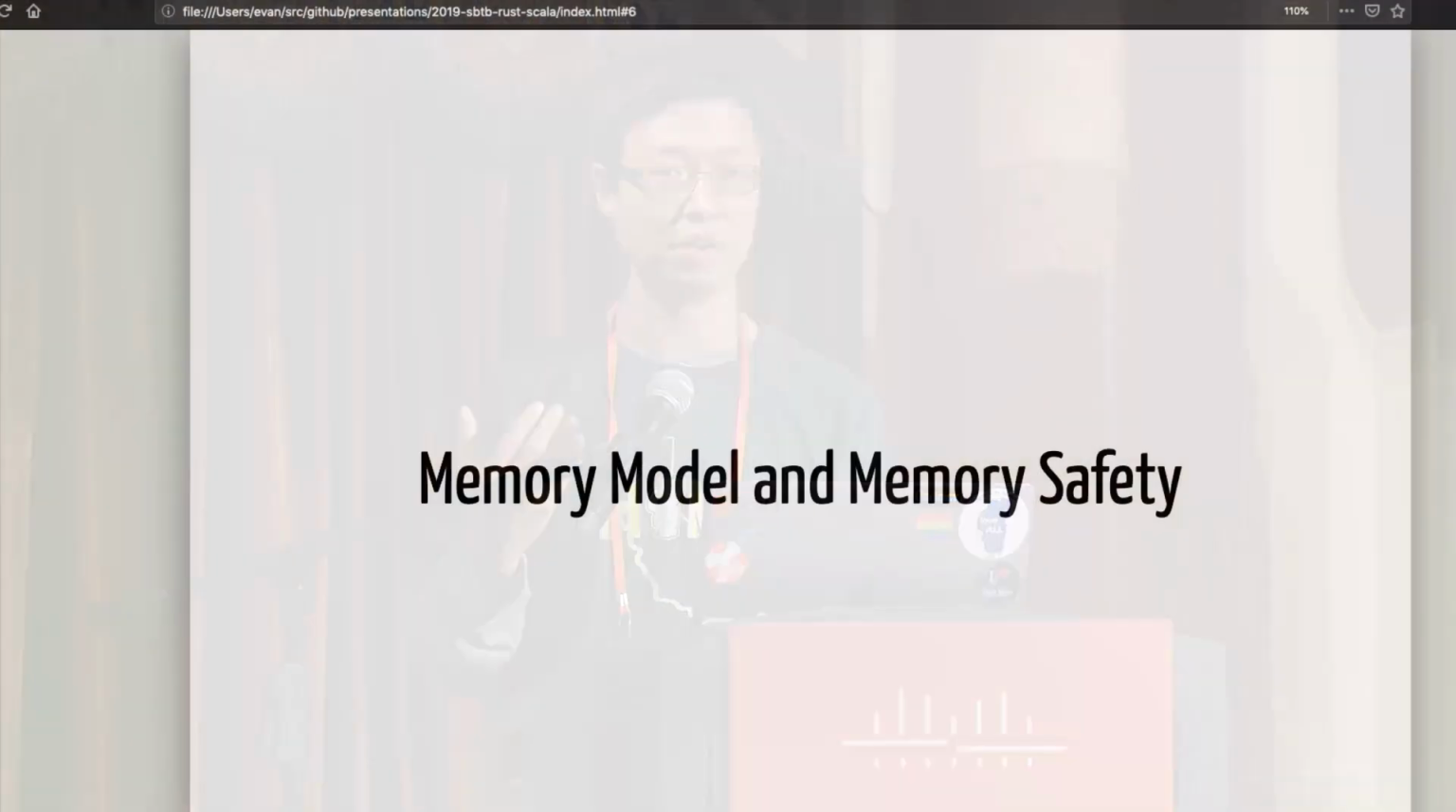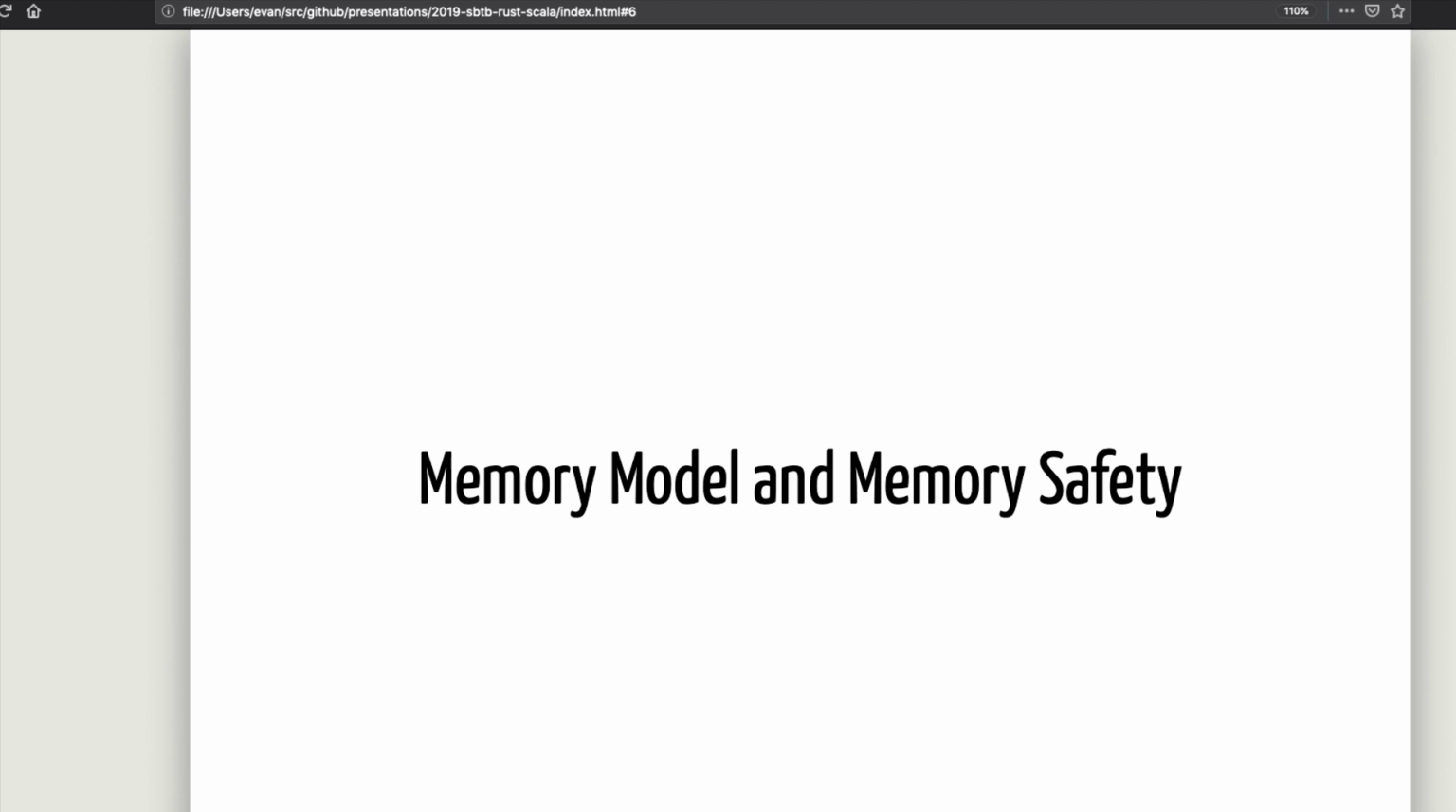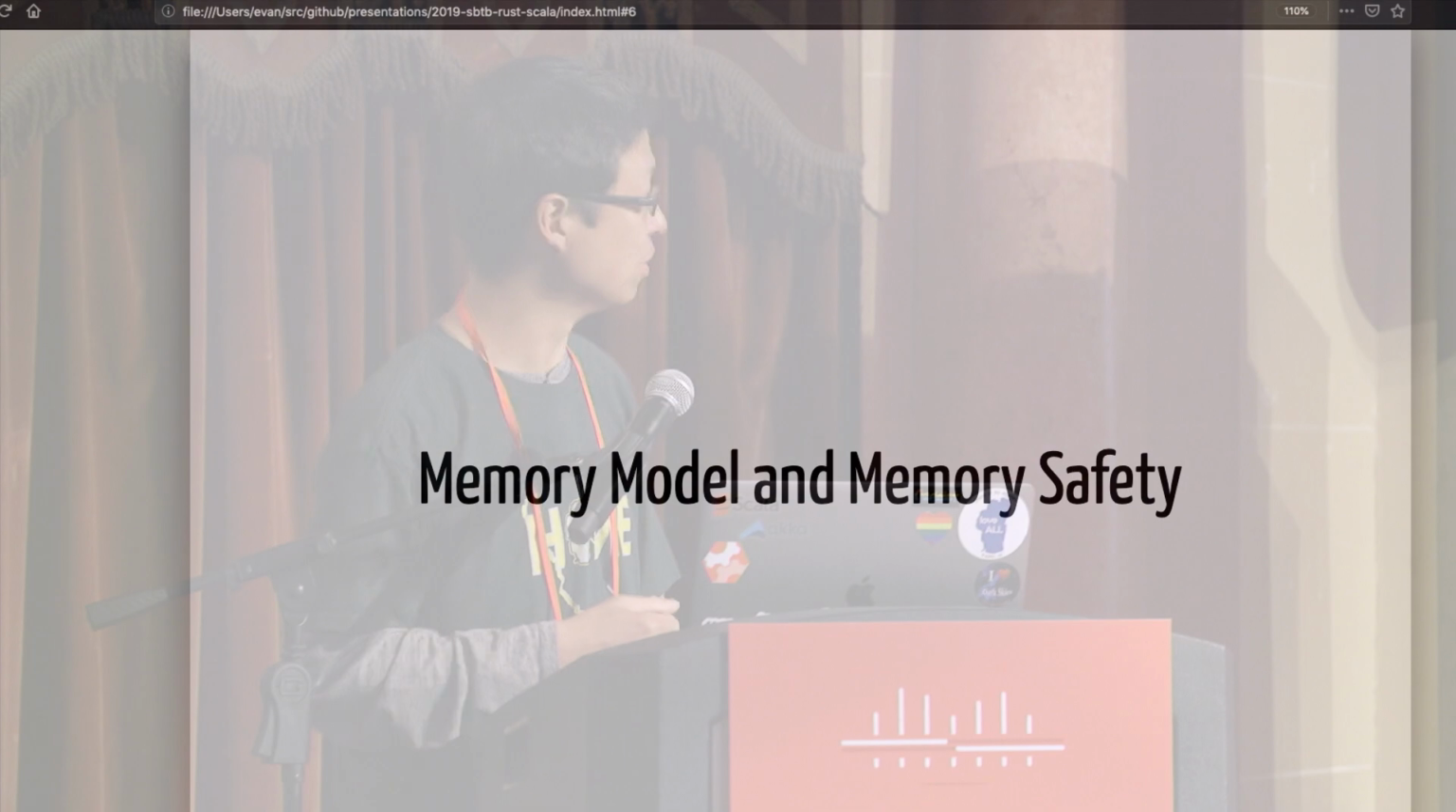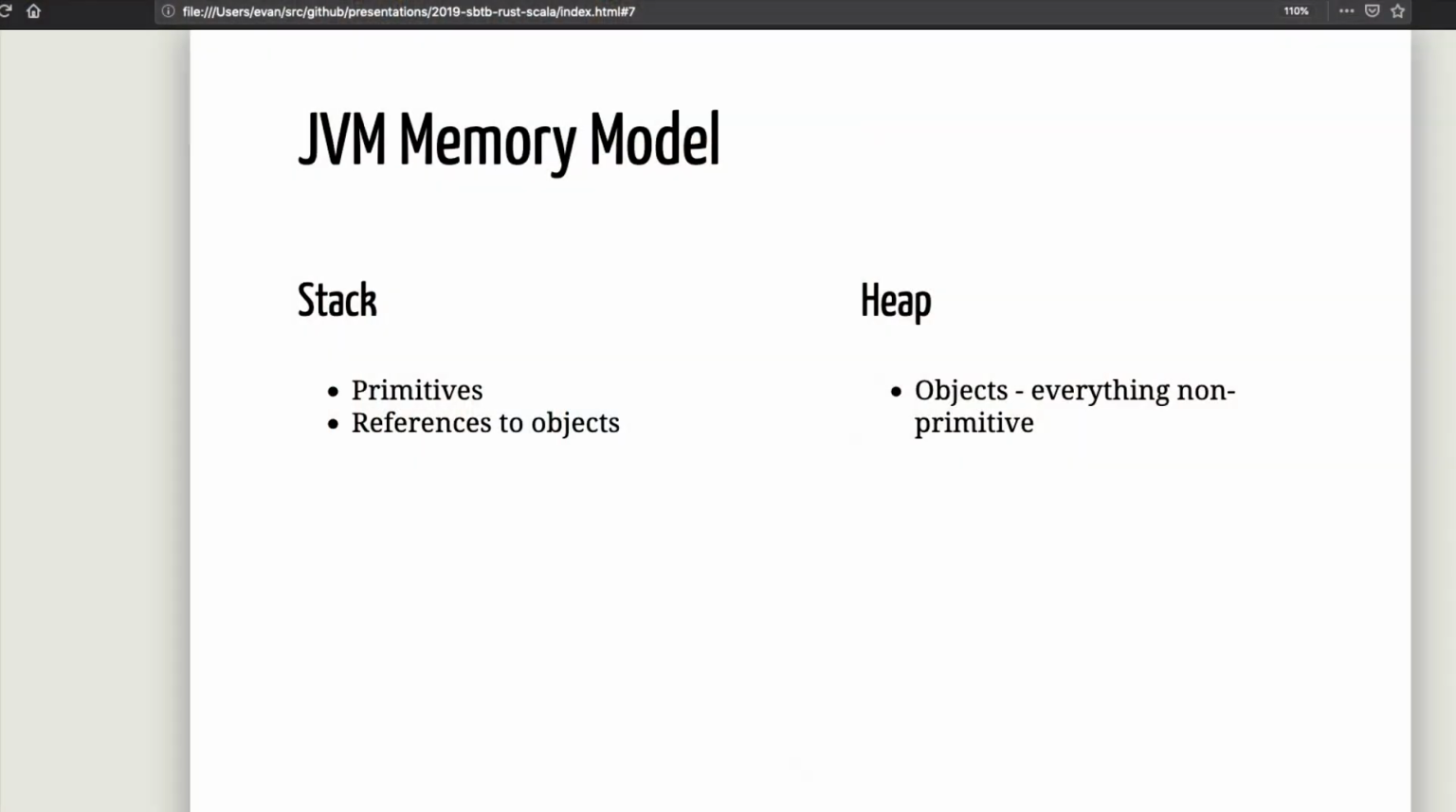And the rest of the talk, I'm going to go into looking at the things that make Rust very different, and comparing them with how we might do things in Scala and looking at the differences. I'm going to start with memory model. So the JVM memory model is pretty simple.